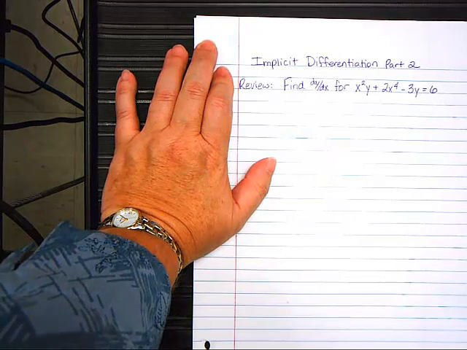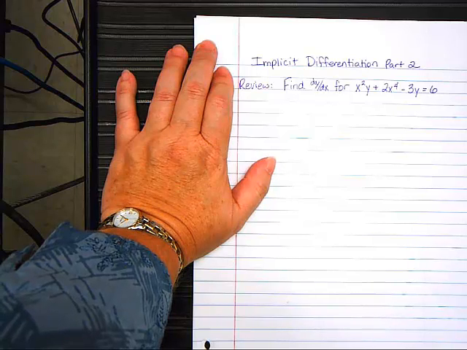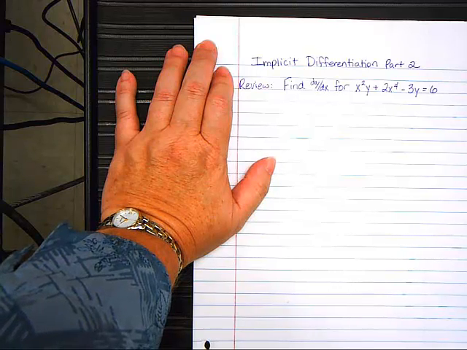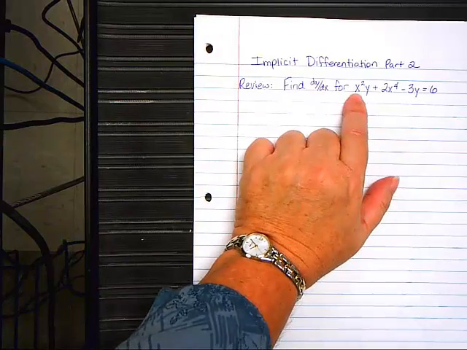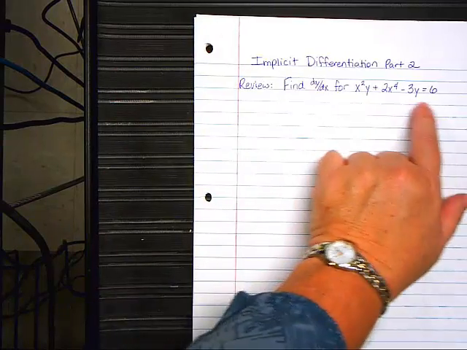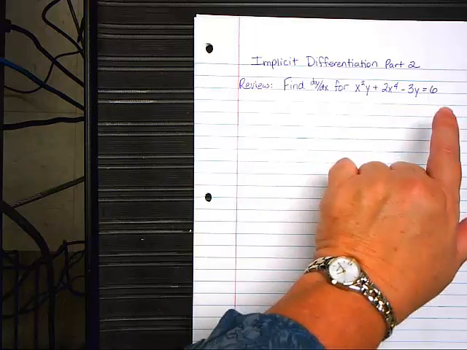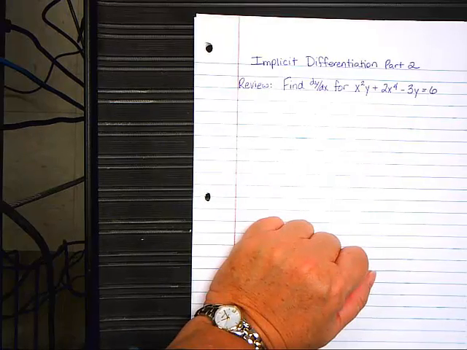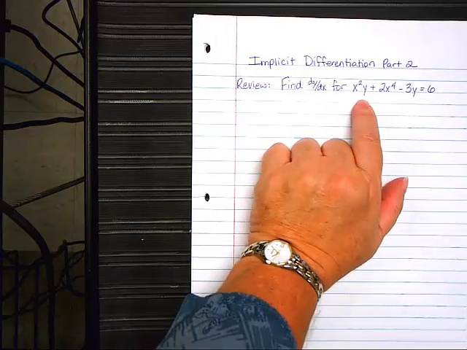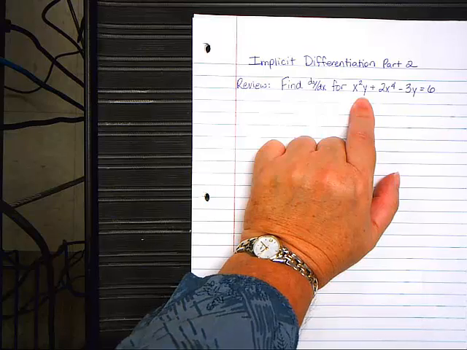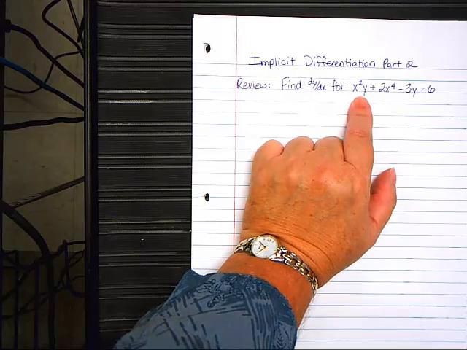Okay. For those of you who were not here yesterday, on Tuesday, a little quick review. I'm not going to do the work for you. I'm just going to kind of talk you through it. First of all, those of you who were here, do you see any rules that we have to use in this problem? I see product rule. Which term? The first one. The first term has to have product rule. X squared is the first, y is the second.